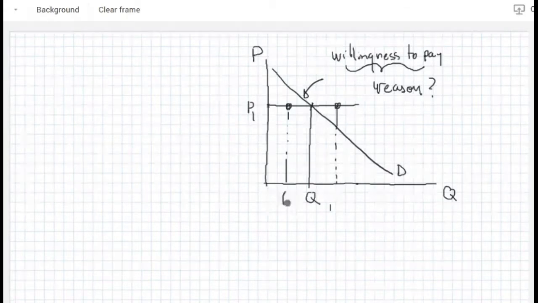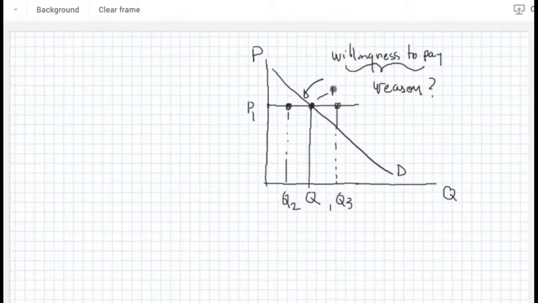Why not Q2, not Q3? Why not Q2? Why not Q3? Because this is not my equilibrium. My equilibrium is here. This is where I maximize. So remember, I maximize my utility. We have seen this in economics. So I maximize my utility at this point.